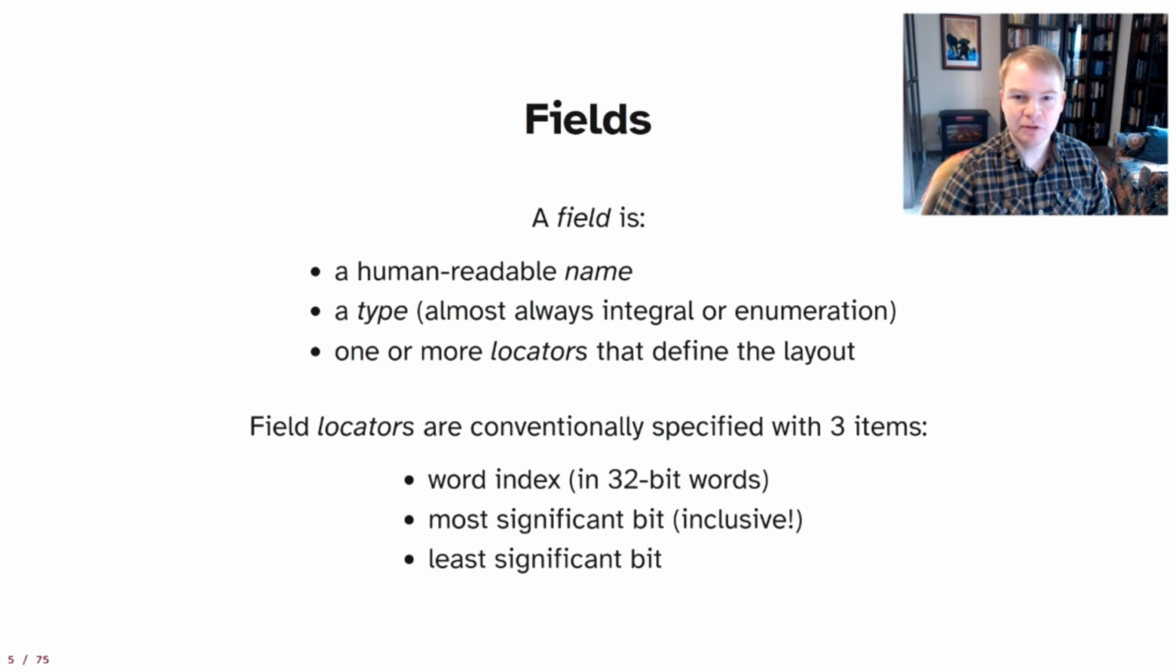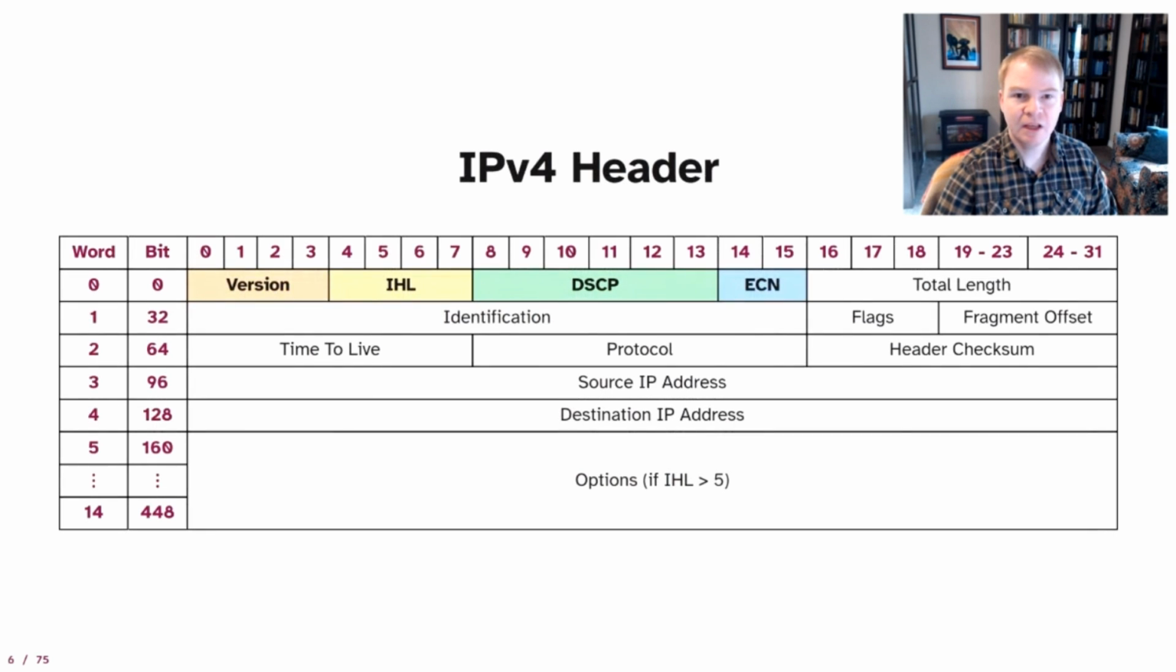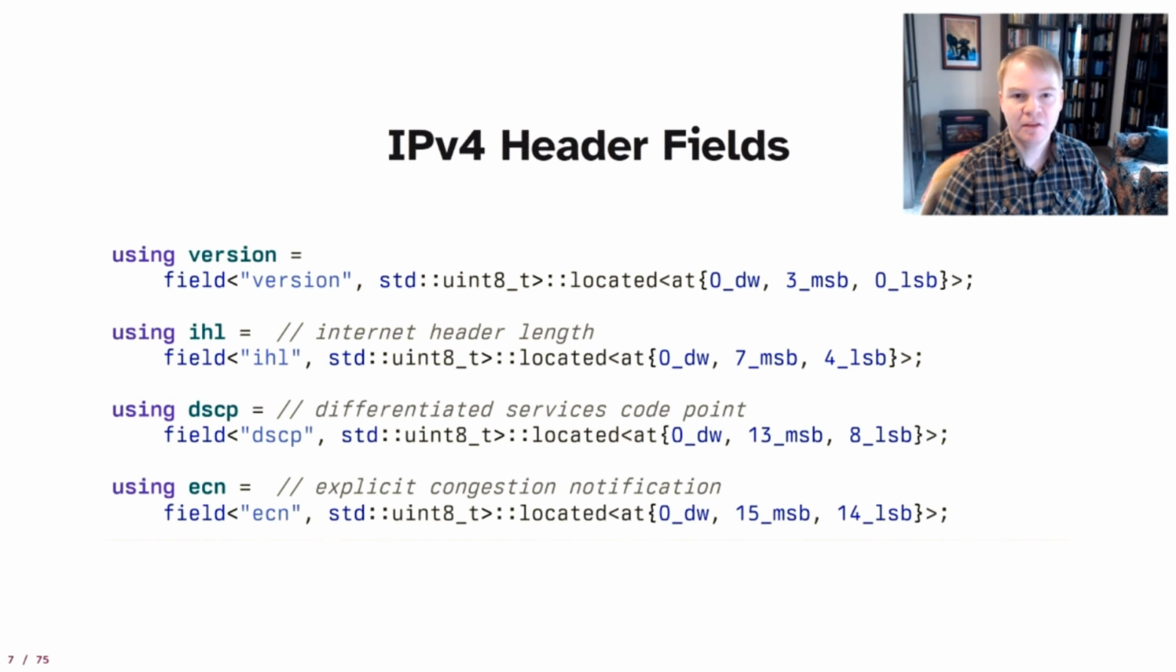At this layout level, we're dealing with data in bits, and it's common for fields to be just one or a few bits. Here's perhaps a familiar example of a message. This is the IPv4 header, as seen on Wikipedia. It has some fields here: version, internet header length, and so on. Let's see how a few of them look in code. This is what definitions for those fields look like in C++. Each has a name and a type, and then a locator for where it lives in the data layout. Version is the first 4 bits, IHL the next 4, etc.